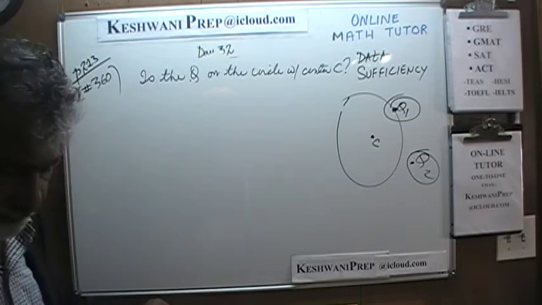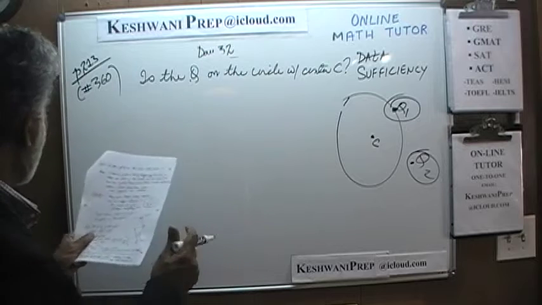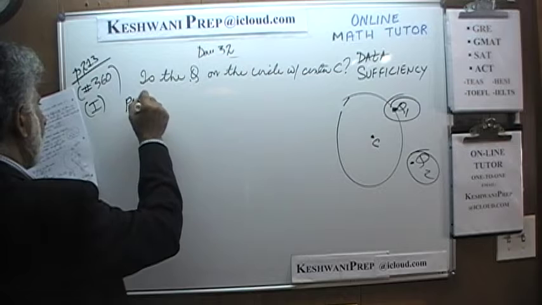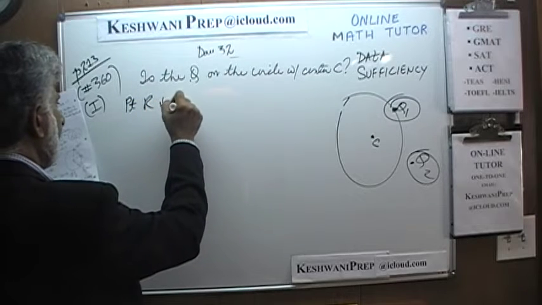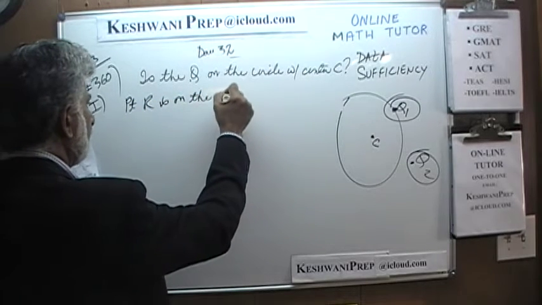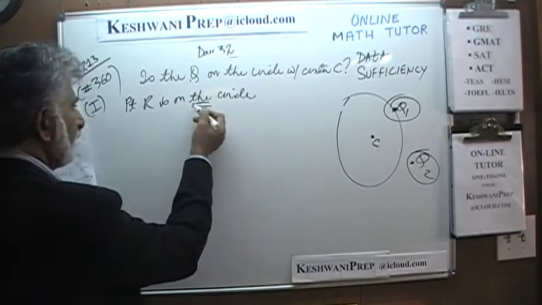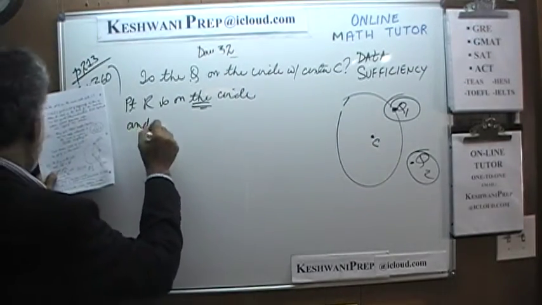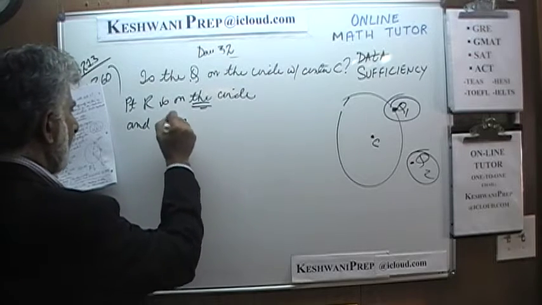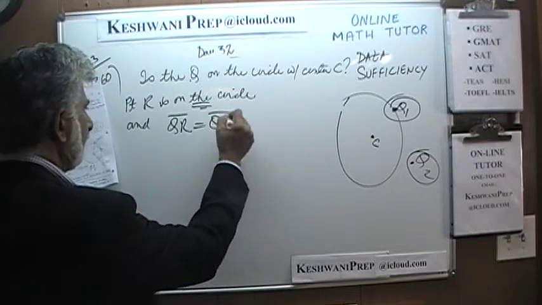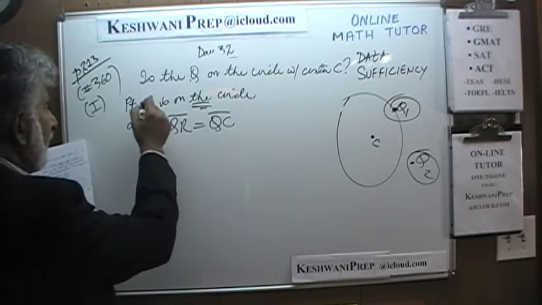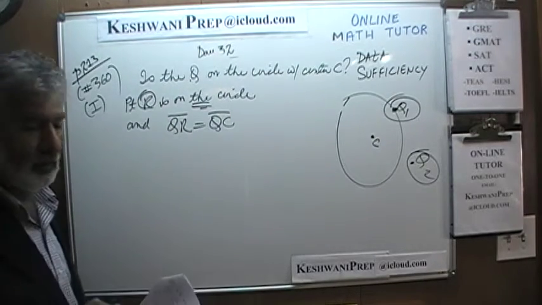Let's begin the story. Let's see what they tell us. The first statement tells us that point R is on the circle. Now when I say on the circle, we're talking about a circle with center C. And they further told us that the distance Q to R is equal to Q to C. Q to R is Q to C.